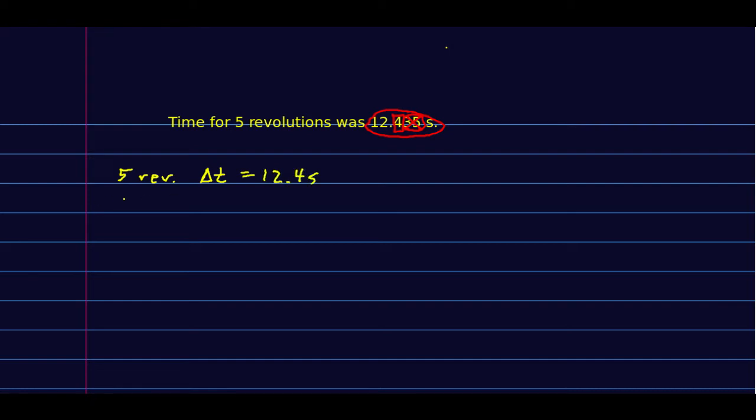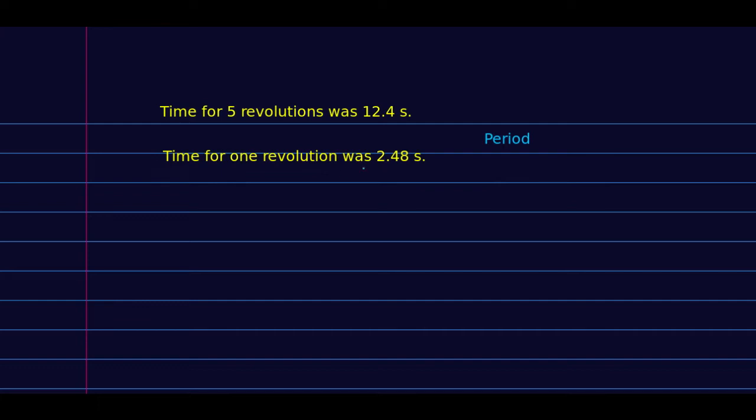And now, clearly, for 1 revolution, it must just be a fifth of that, which my calculator informs me is 2.48 seconds, where again, that 8 probably has some significant uncertainty associated with it. So we found that the time for one revolution was 2.48 seconds, and that is what we call the period.